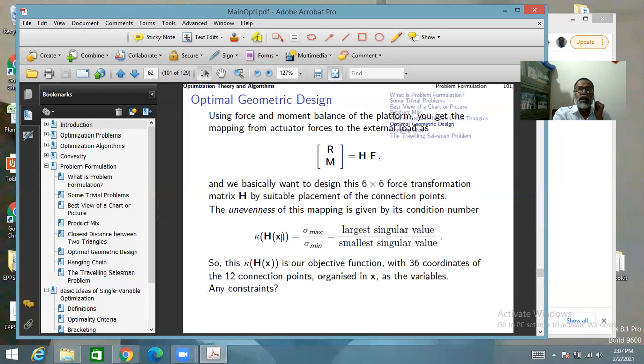Okay? So this is what you try to minimize. The minimum value at all possible is 1, because that will happen when max and min are same. Okay? All the singular values are same. But in the case of this structure, that is never going to happen. So whatever is least, 5, 7, 10, you will accept. But you want to tweak around with the positions of the 12 points so that you get the least. Okay. Any constraints?